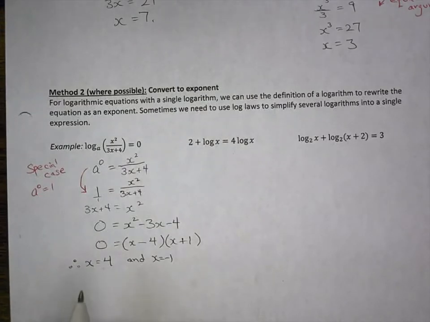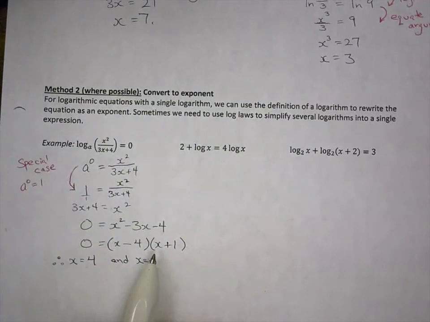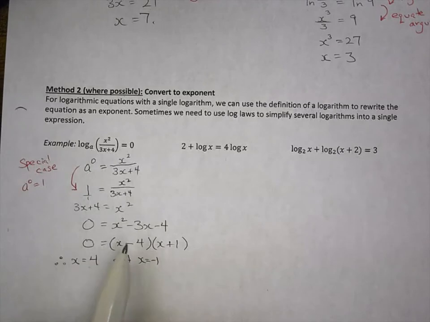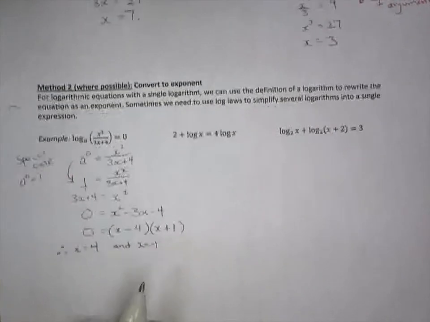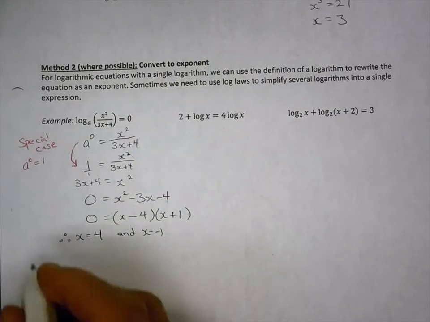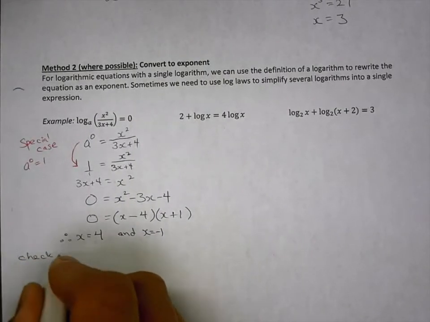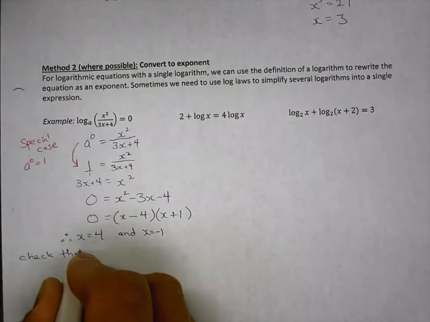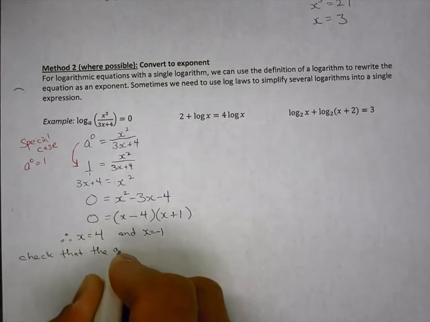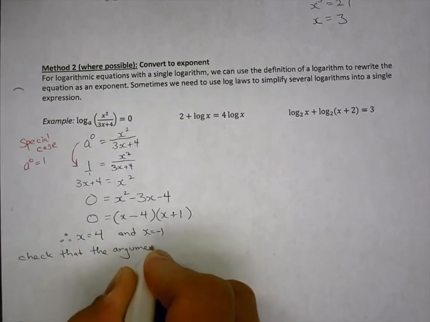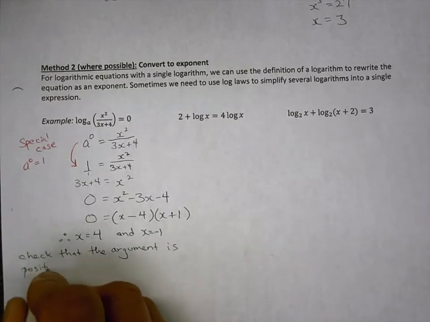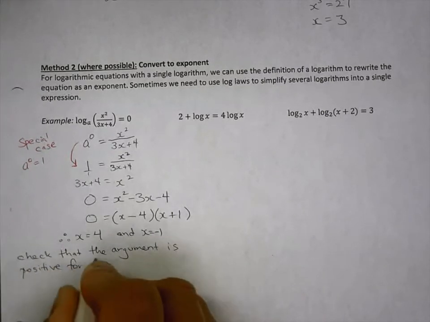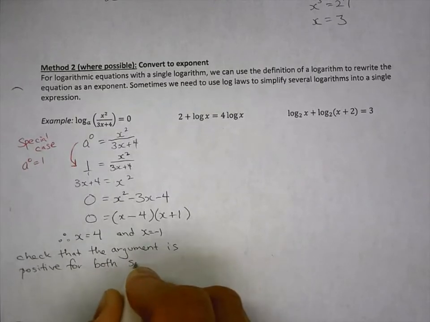Now, here's the problem. I do need to check that both solutions are going to give me a positive argument. So, let me just make a note. Check that the argument is positive for both solutions.